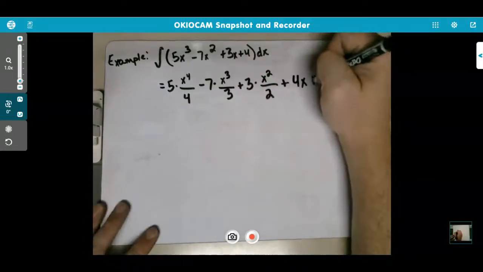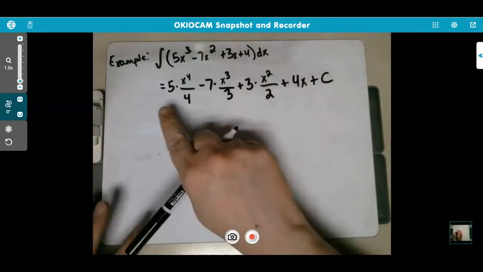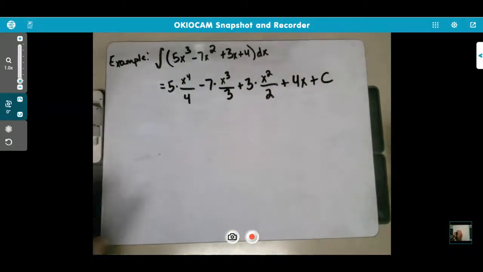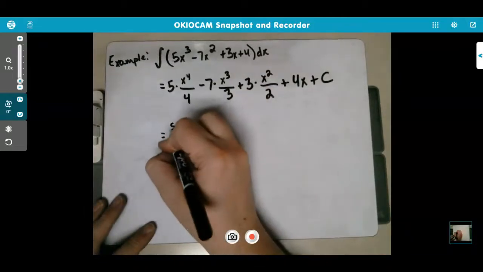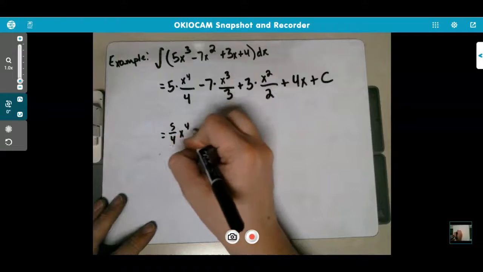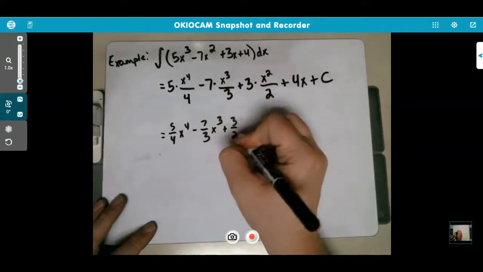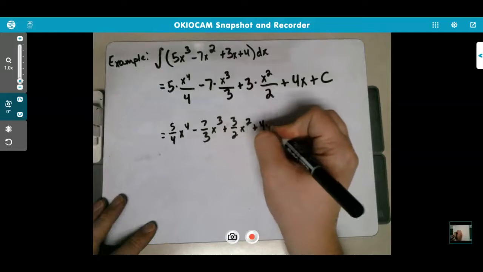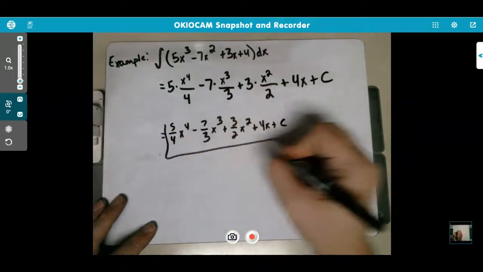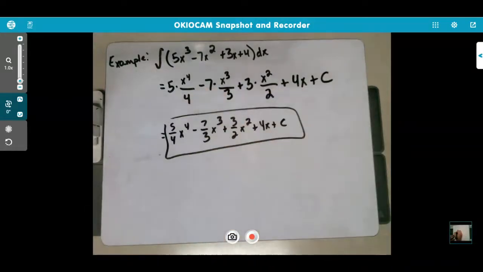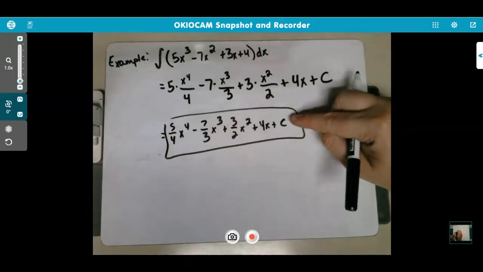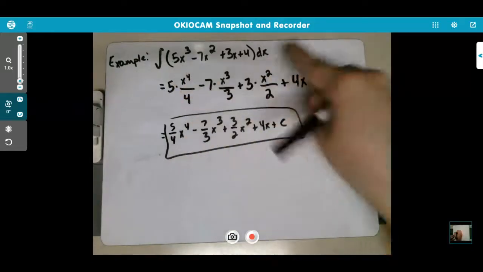But then remember, I have to do plus c. If you want to leave it just like that, that's fine with me. But I would write it as 5 over 4 x to the 4th minus 7 over 3 x to the 3rd plus 3 over 2 x squared plus 4x plus c. If you want to check that, you can take the derivative of this and make sure you get that, if you want to.